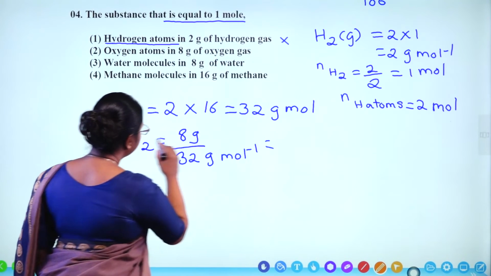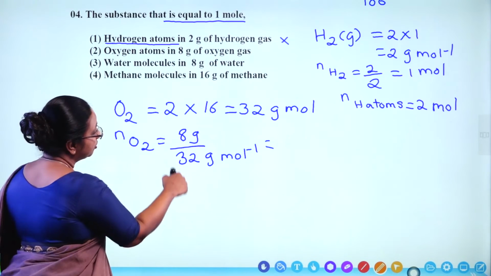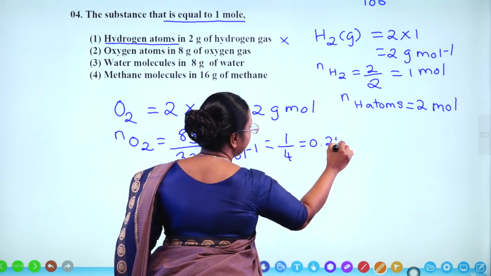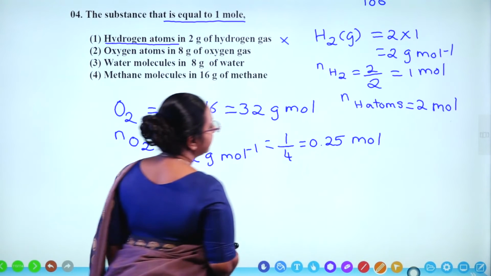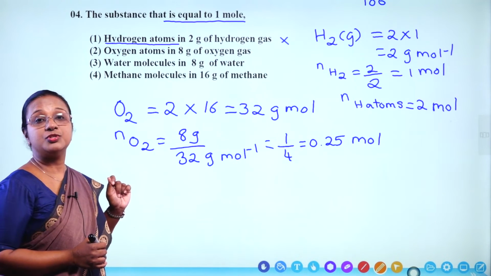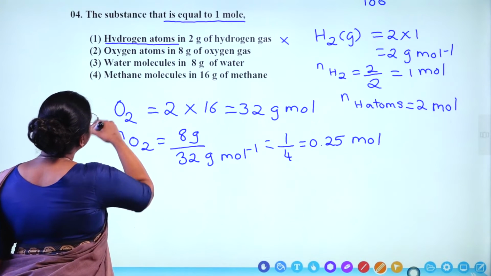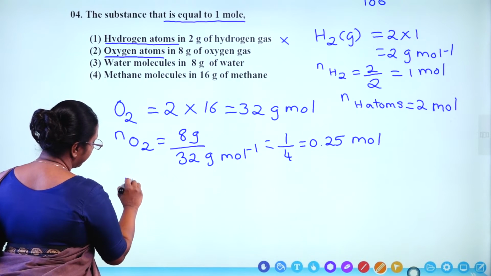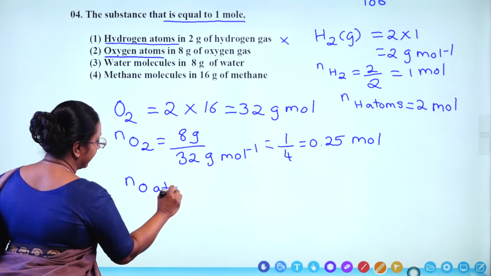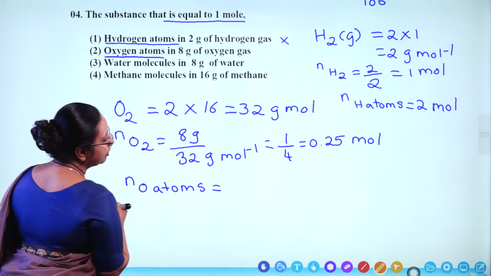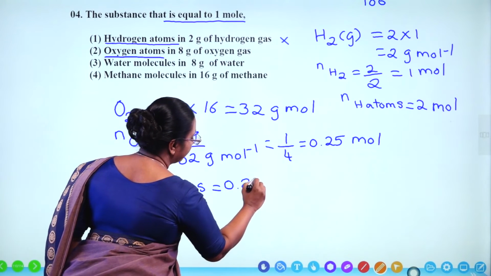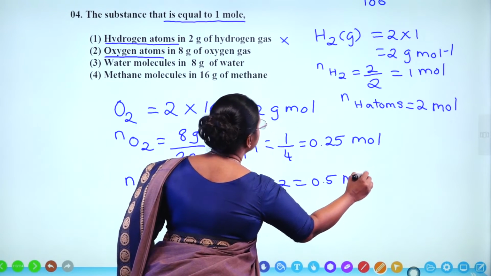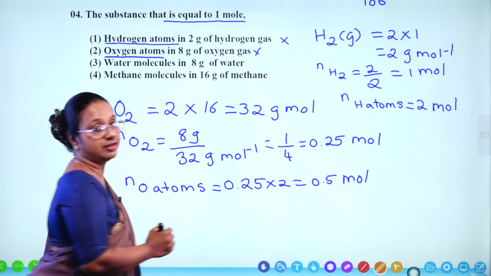So, how many moles of oxygen gas are there? 8 over 32, 1 over 4 or 0.25 moles. That is the number of moles of oxygen gas. But what does it say here? Oxygen atoms. So again the same thing, number of moles of oxygen atoms. What will that be equal to? 0.25 into 2, that is 0.5 moles. So that is also not correct.